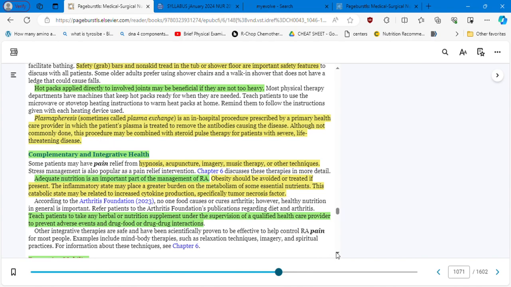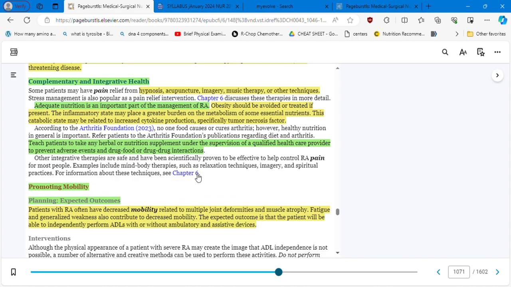Complementary and integrative health, this is me. Hypnosis, acupuncture, imagery, music therapy, or other techniques. Remember, adequate nutrition is an important part of the management of RA. I'm going to explain some other therapies in class, but nutrition is a good start.